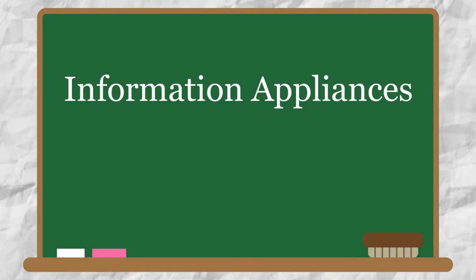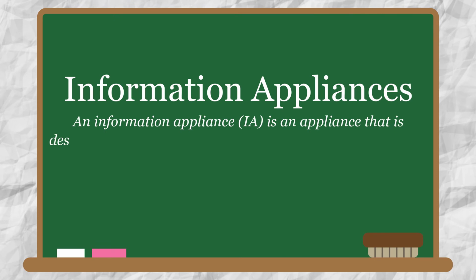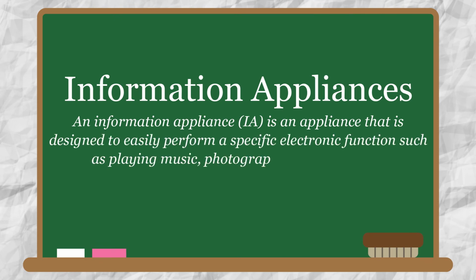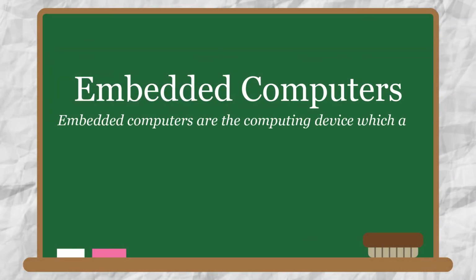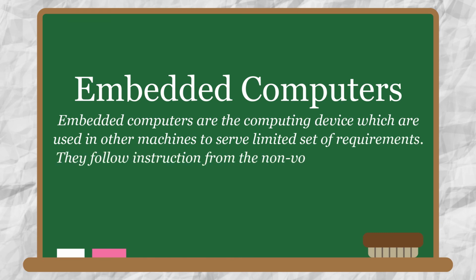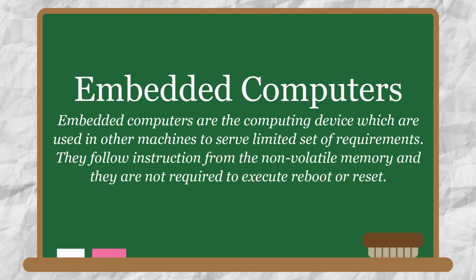Information appliances. An information appliance, or IA, is an appliance that is designed to easily perform specific electronic functions such as playing music, photography, or editing text. Embedded computers. Embedded computers are computing devices which are used in other machines to serve a limited set of requirements. They follow instructions from non-volatile memory, and they are not required to execute, reboot, or reset.